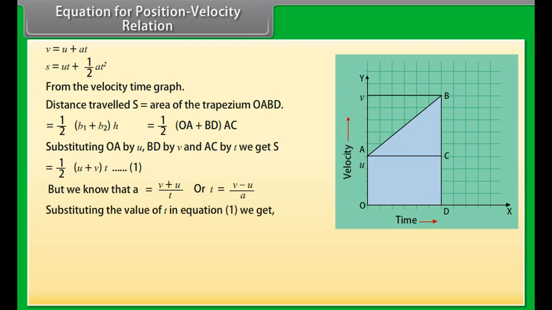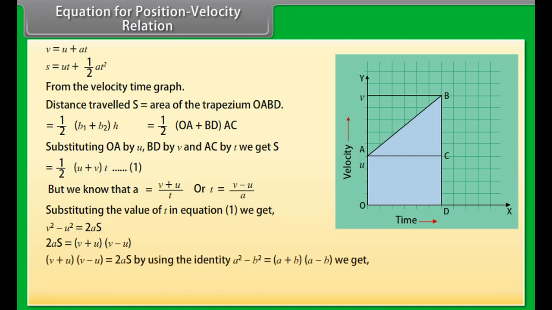Substituting the value of t in equation 1, we get 2aS is equal to (v plus u) into (v minus u). By using the identity a square minus b square is equal to (a plus b) into (a minus b), we get v square minus u square is equal to 2aS. This is the third equation of motion.